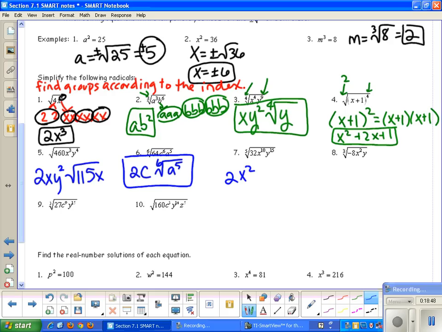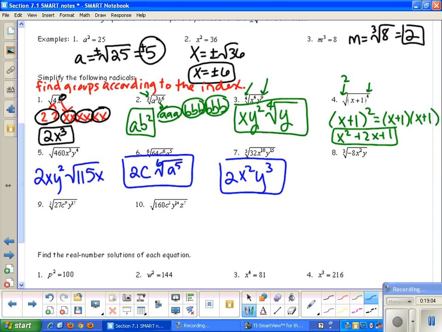And 15 divided by 5 is 3, so y to the third. And this time, we have nothing left over, so that would be my solution. Now, if you look at number 8, we have a negative underneath the radical, but it's an odd index, so remember, that's okay. That means my answer is going to be negative.